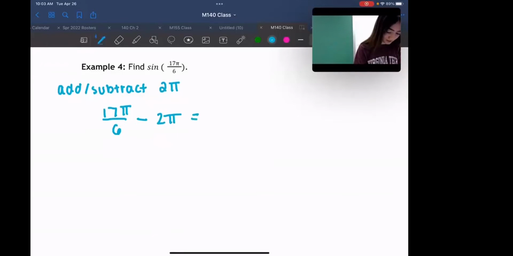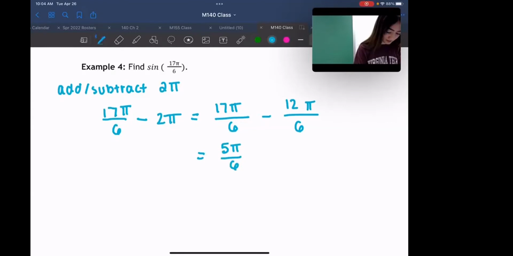Let's write this as 2 fractions being subtracted from each other. The first one's over 6, so let's leave that over 6. How can we write 2 pi as a fraction over 6? 12 pi over 6, right? 12 divided by 6 is 2, so 12 pi over 6 is how I write 2 pi. Now that everything's over 6, we can subtract, and we are left with 5 pi over 6. Does that sound right?